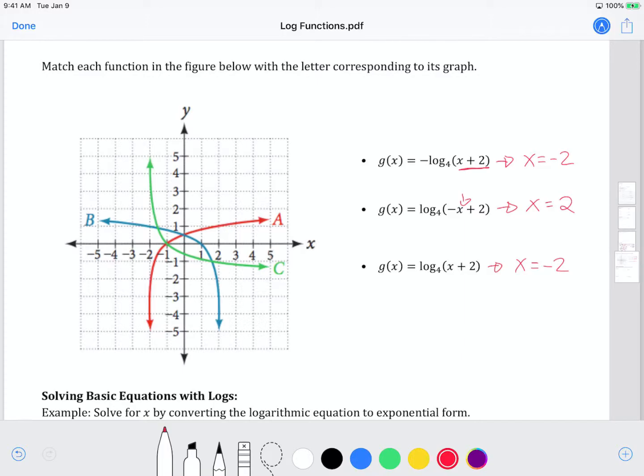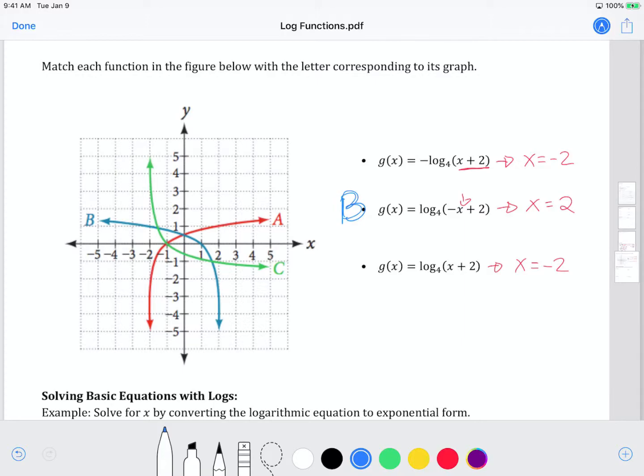Now, if you notice, we only have one graph here in which we have a vertical asymptote at +2. That would be the graph of B in blue. So now we have to narrow down the last two. The last two both have vertical asymptotes at -2, so that would be A and C. But if you notice the difference between the two, one has been flipped over the x-axis.